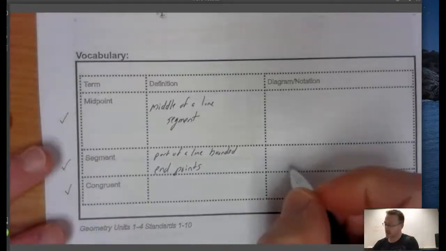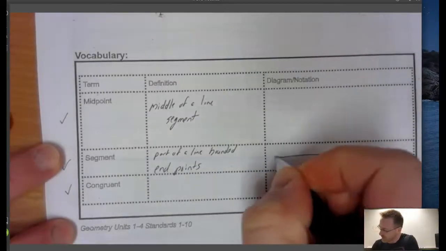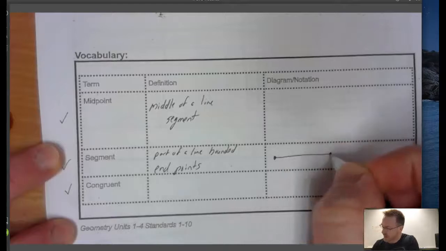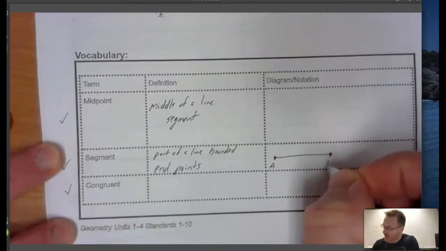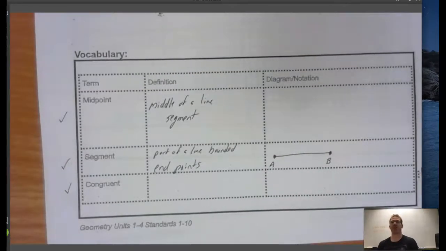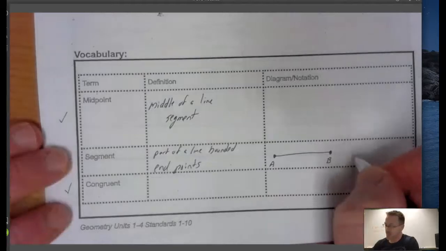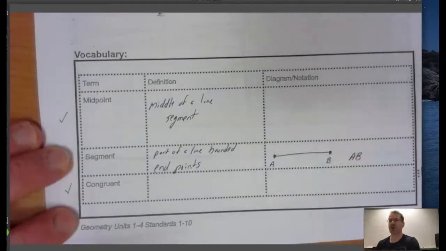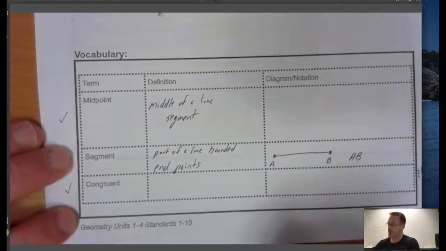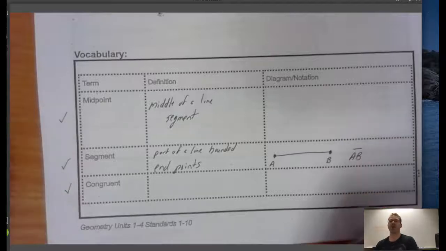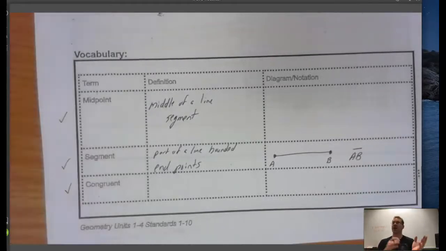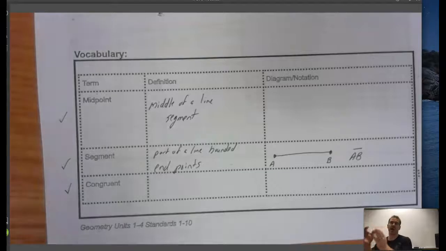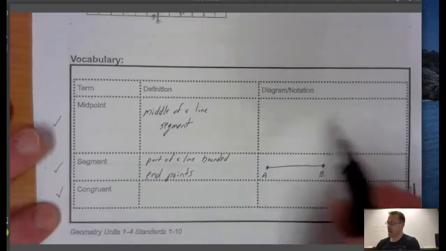So when we have a segment, we typically have something that looks like this, and we typically label the endpoints with capital letters. So that would be segment AB. The way we notate that is we use the two letters that form the endpoints, and we put a segment over the top. And so that tells me that that is a line segment. That tells me that it ends at A on one side, and it ends at B on the other.